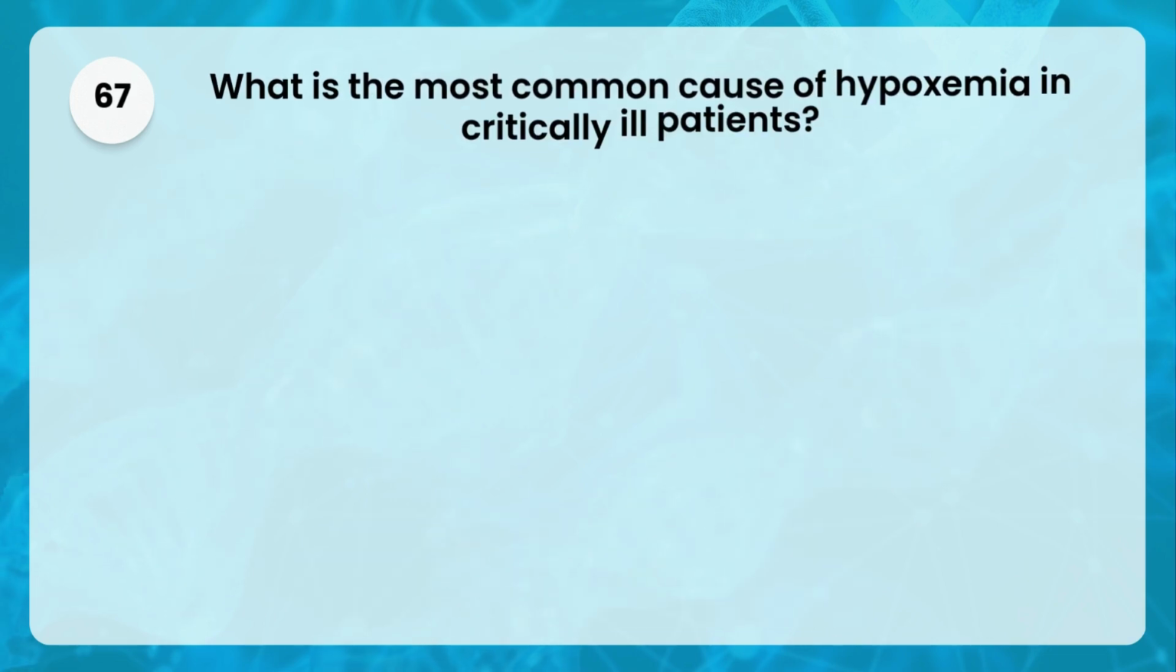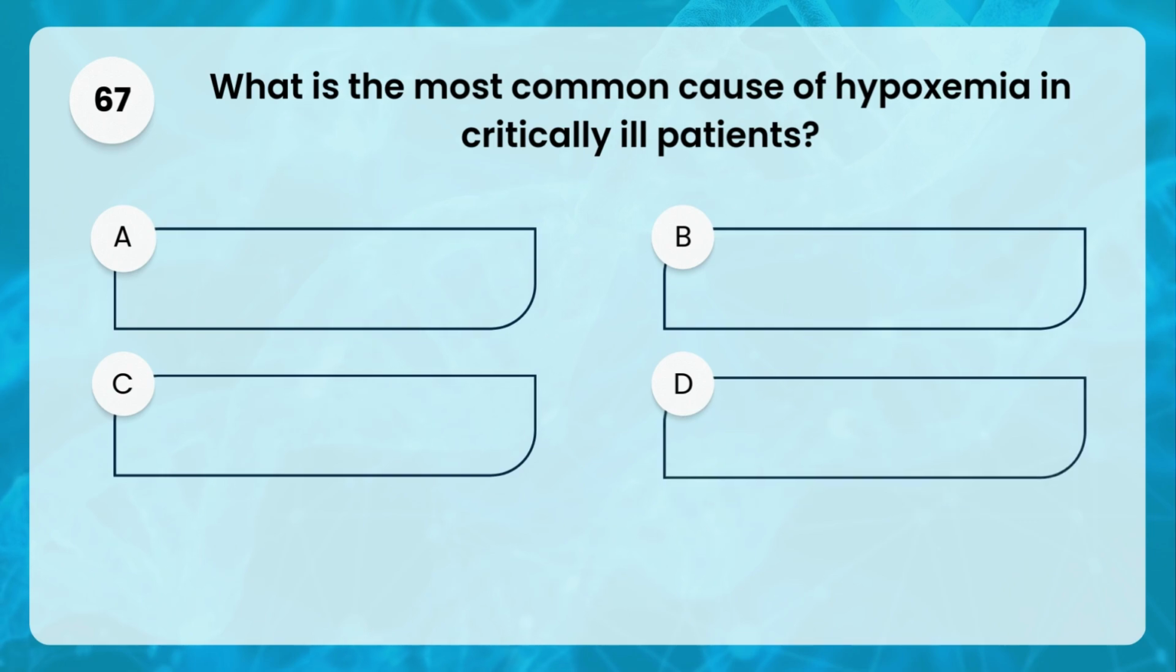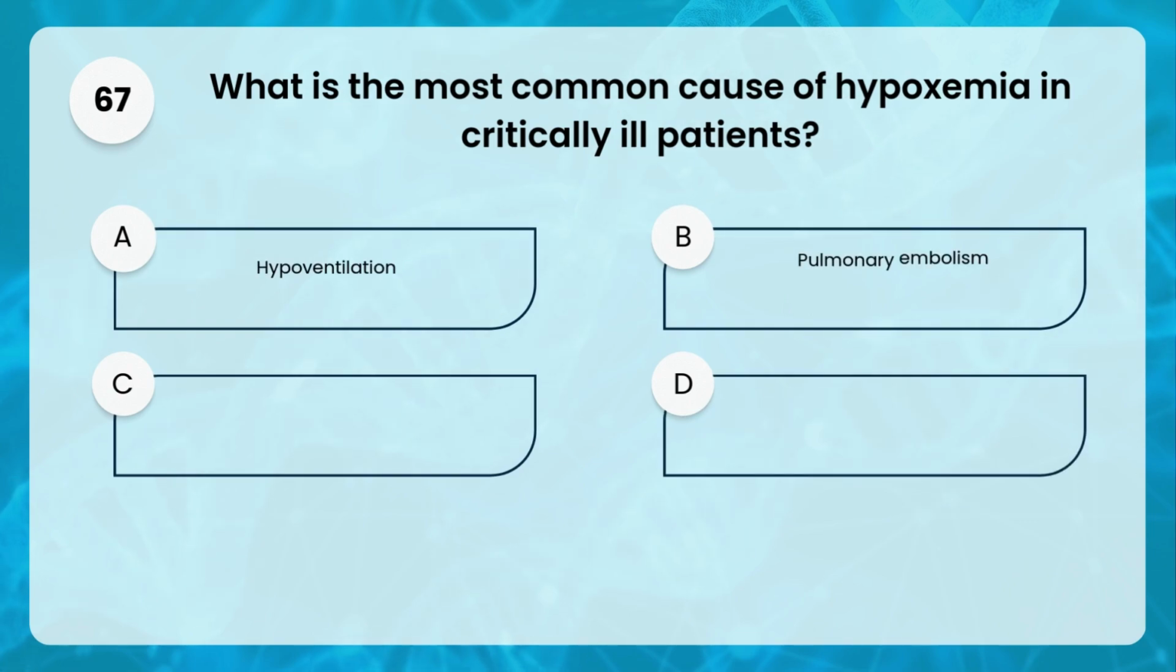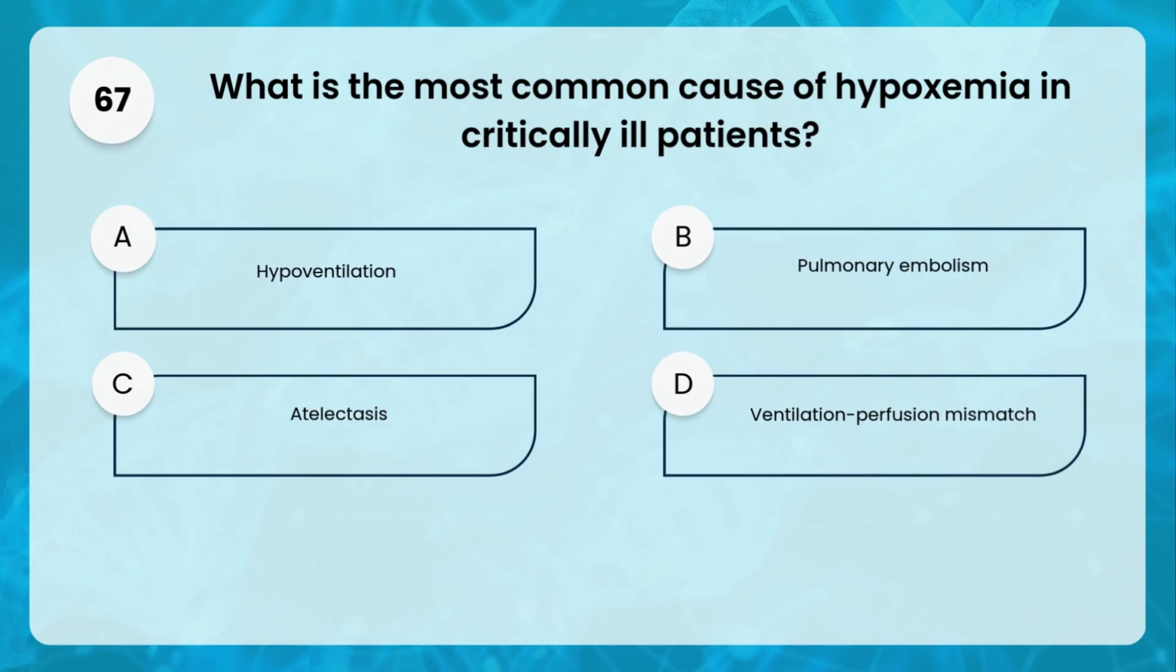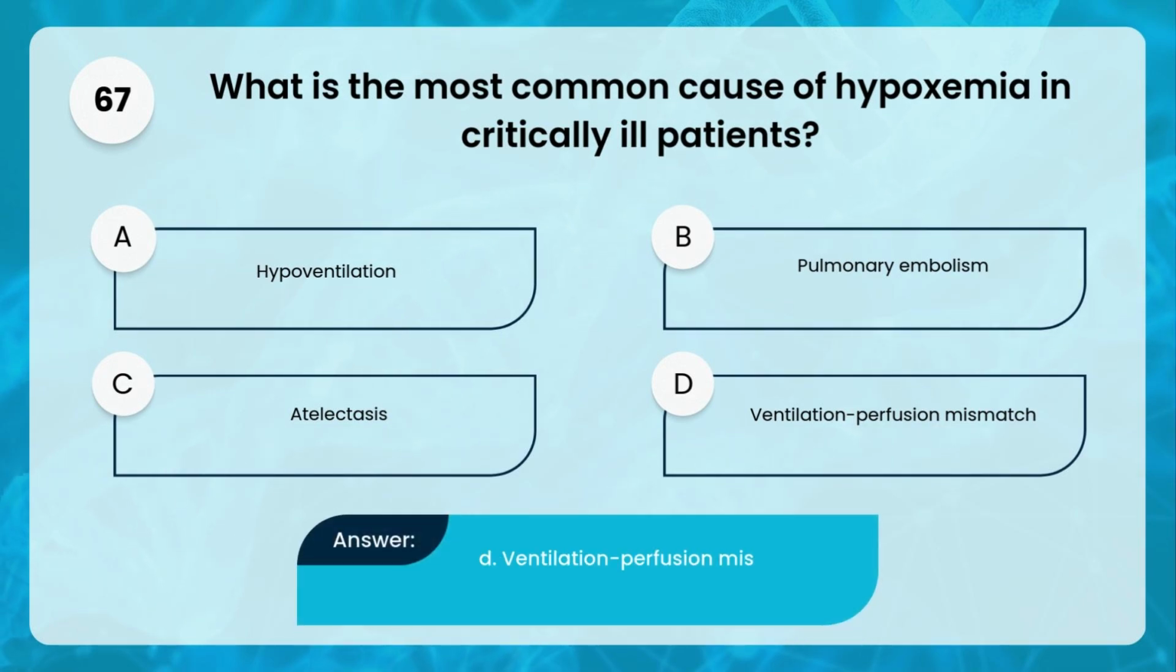67. What is the most common cause of hypoxemia in critically ill patients? A. Hypoventilation, B. Pulmonary embolism, C. Atelectasis, or D. Ventilation perfusion mismatch? The answer is D. Ventilation perfusion mismatch.